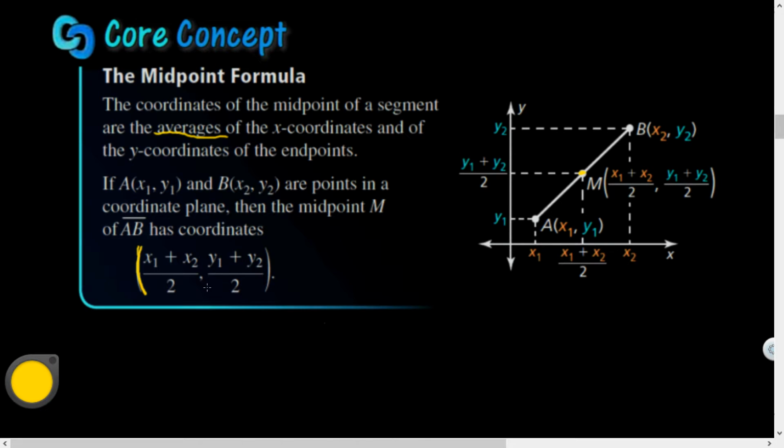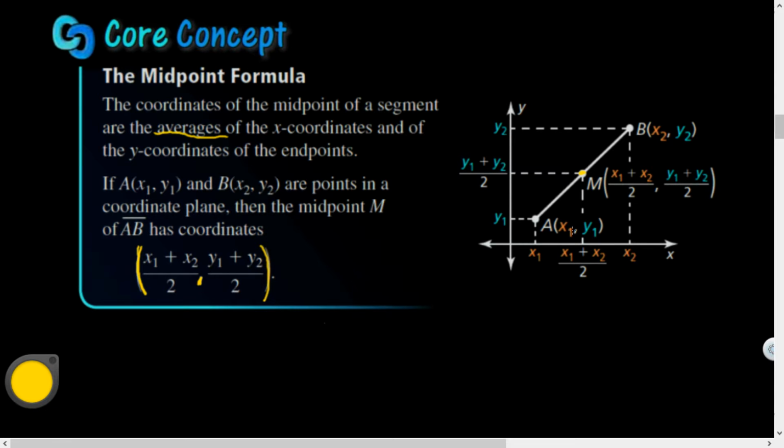So here are my parentheses, comma. My new x coordinate is x1 plus x2 all over 2, because in general, average means the mean. To find the mean of a set of numbers, you add them up and divide by how many there are. In this case, there are 2 points. So x1 plus x2 divided by 2, and for the y coordinate, you do y1 plus y2 divided by 2.